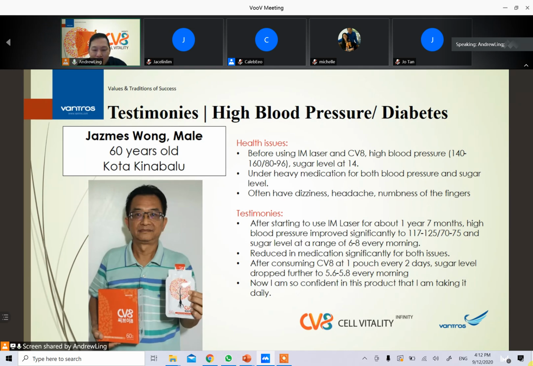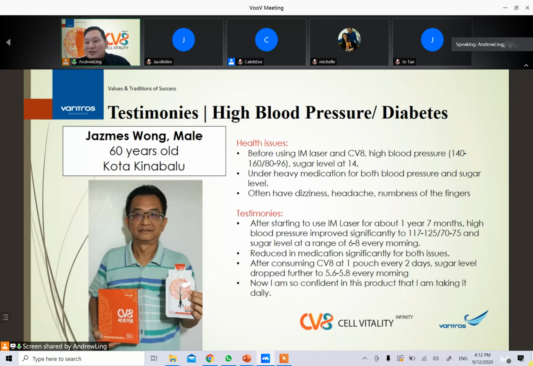And of course, when he started to consume this CV8, one pouch every 2 days, surprisingly, he checked his sugar level in the morning. This is the first time his sugar level dropped further, to 5.6, 5 point something every morning. That is why now he is so confident in this product that he takes it daily.